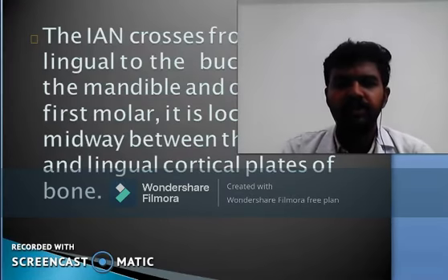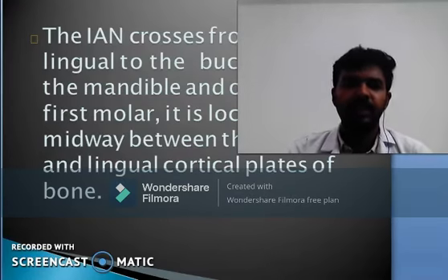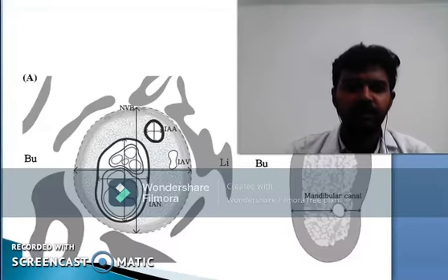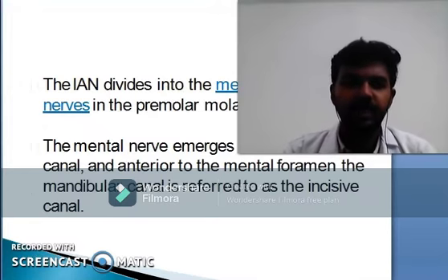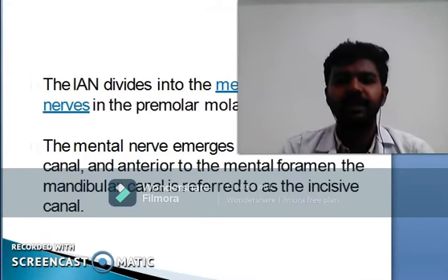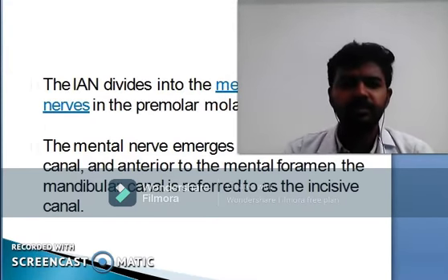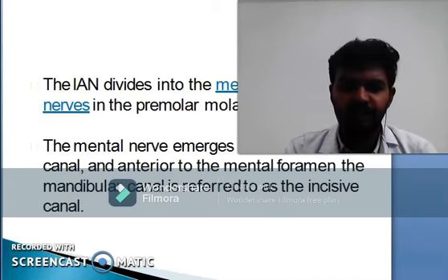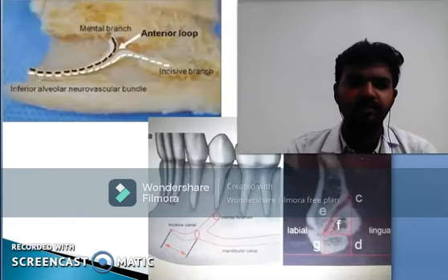The inferior alveolar nerve crosses from the lingual to the buccal side of the mandible, often by the first molar. It is located midway between the buccal and lingual cortical plates of the bone. The inferior alveolar nerve divides into the mental and the incisive nerve in the premolar region. The mental nerve emerges from the mental canal, and anterior to the mental foramen, the mandibular canal is referred to as the incisive canal.